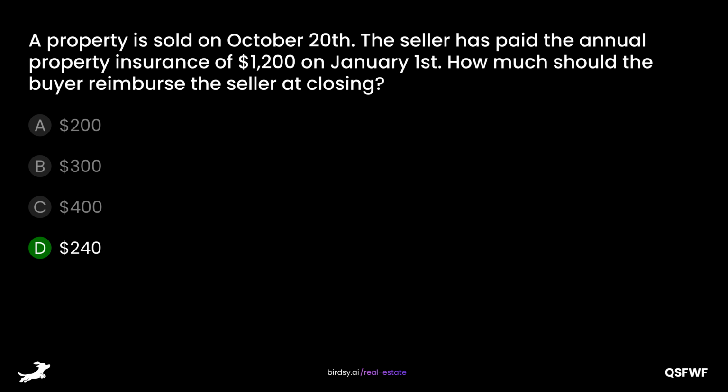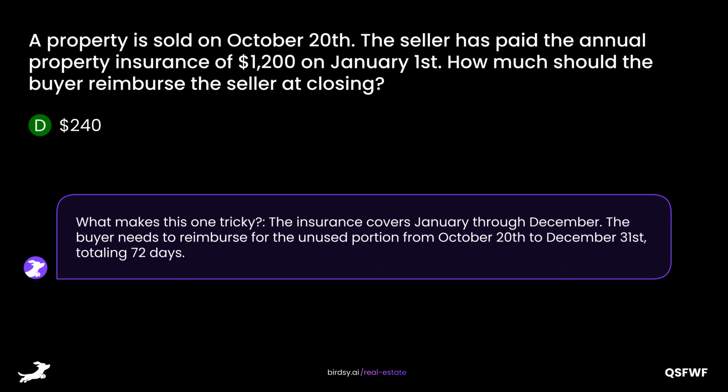The answer is D, $240. What makes this one tricky? The insurance covers January through December. The buyer needs to reimburse for the unused portion from October 20th to December 31st, totaling 72 days.